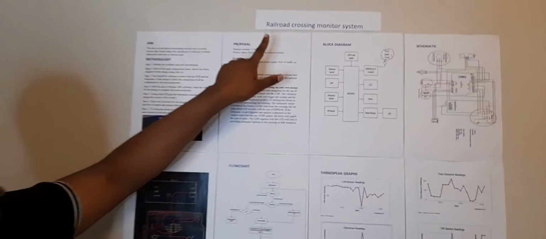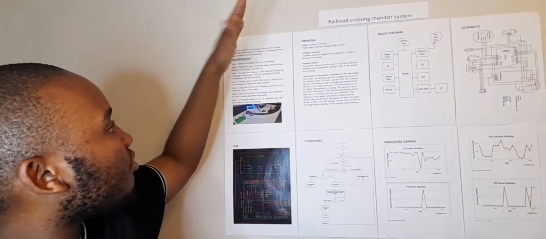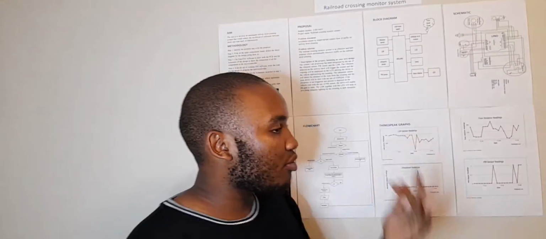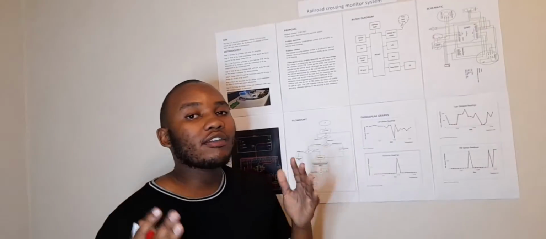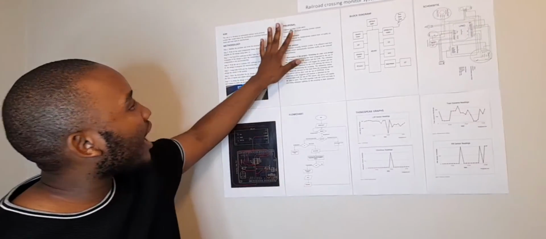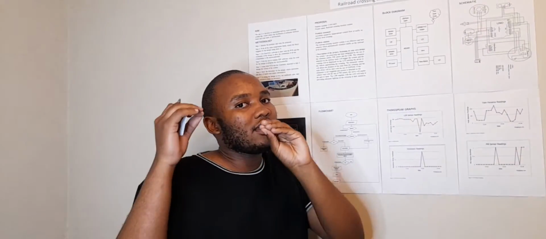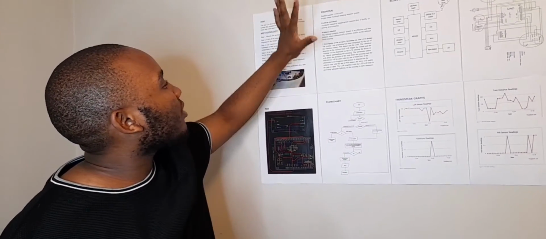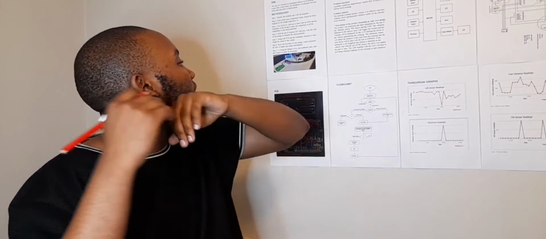Now for my proposal, the project is a railroad crossing monitor system, and it addresses the problem of accidents caused by inappropriate control of traffic flow on a railway level crossing. To solve that, I made the design. I will explain the project further on my flowchart.